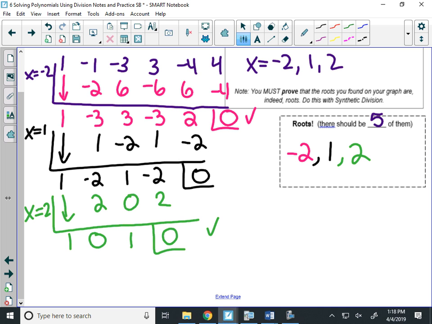All right, are we okay? So we proved that we have 2 as a root. Jamie, you confused? All right, we'll let her figure that out.